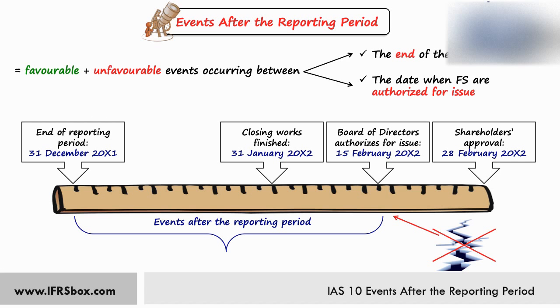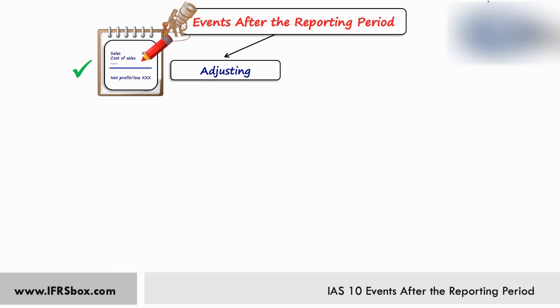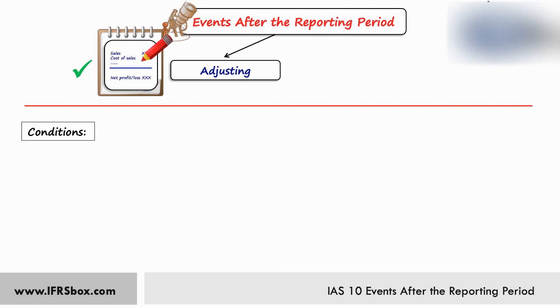So here, we saw when the events after the reporting period happen. Now let's take a look at two types of the events after the reporting period. The first one is adjusting, and as the title says, you will make some entries as a result of those events. So adjusting events are those events that provide evidence of the conditions that existed at the end of the reporting period. In other words, these events might have happened after the end of the reporting period, but they were a result or a consequence of something already in existence.